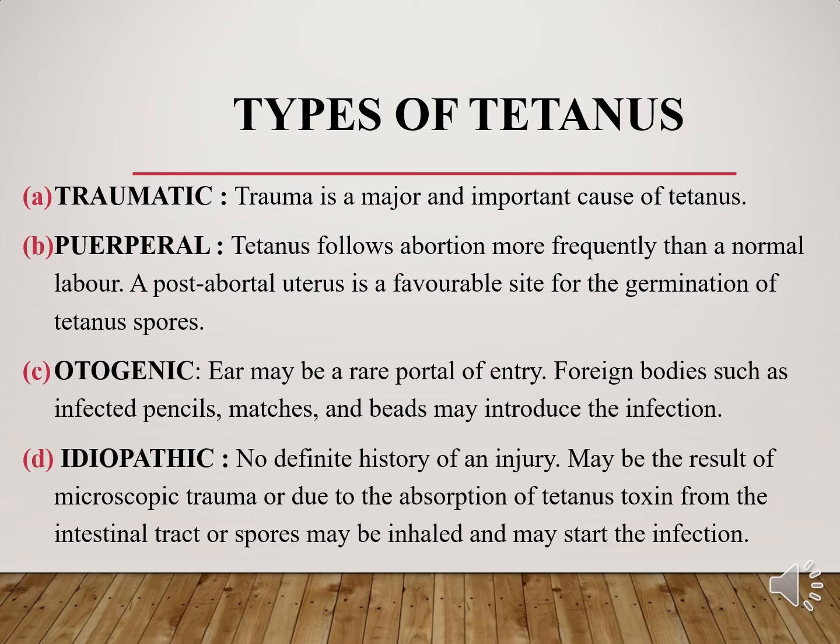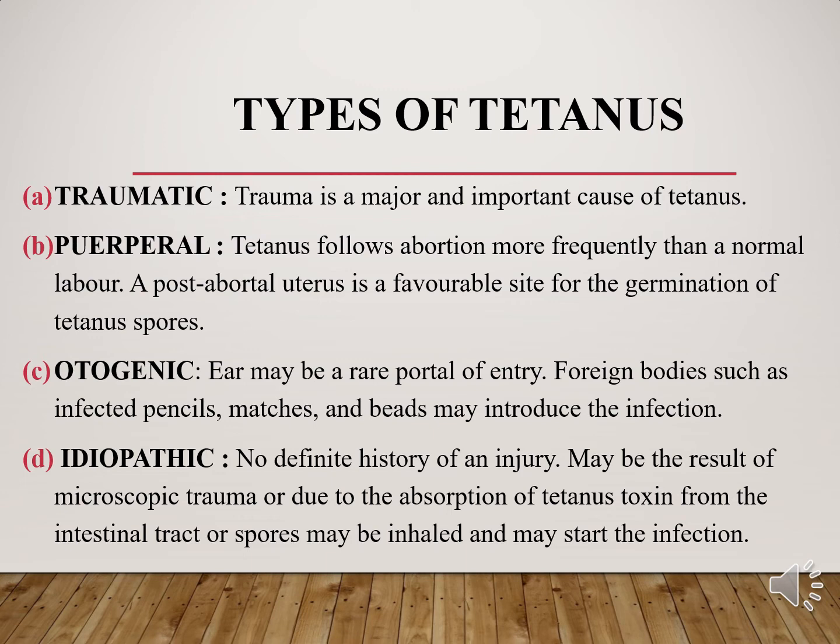Puerperal tetanus follows abortion more frequently than a normal labor. A post-abortal uterus is basically a more favorable site for the germination of tetanus spores. Autogenic, although it is a rare one. Ears may be a rare portal of entry. Foreign bodies such as infected pencils, matches, and beads may introduce the infection.